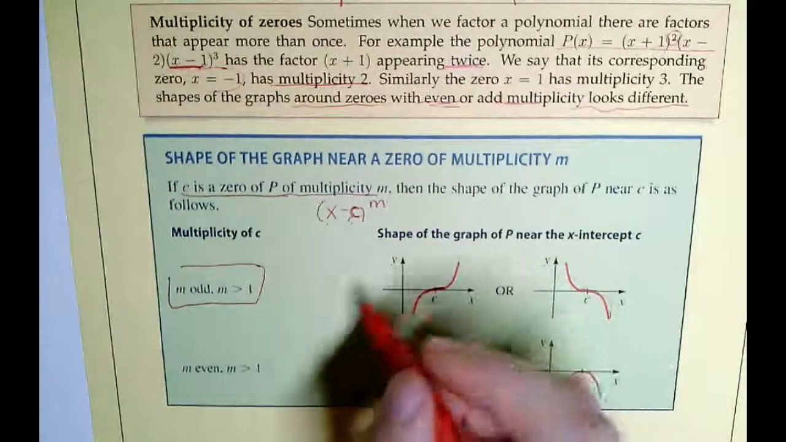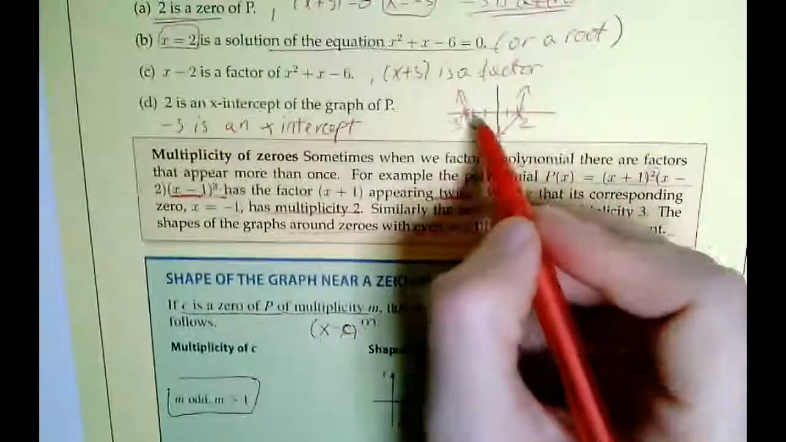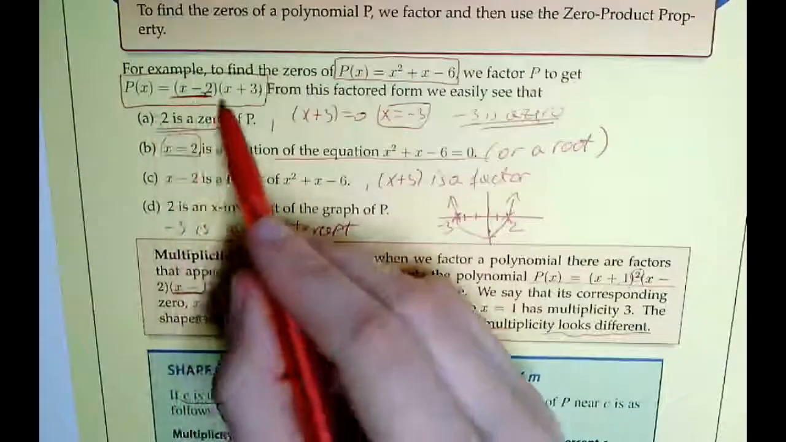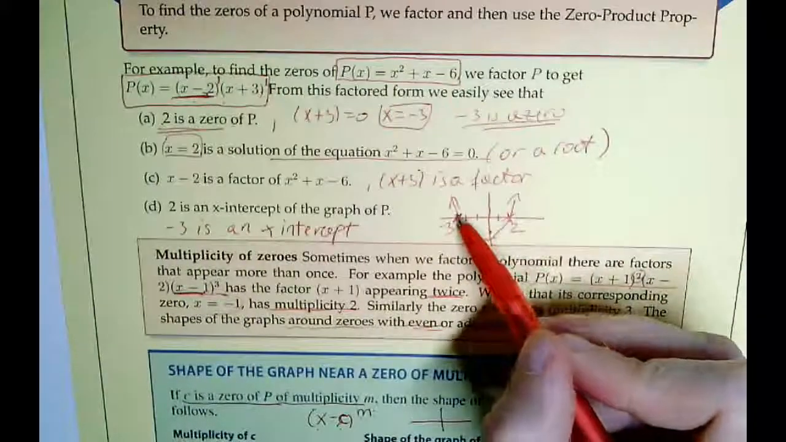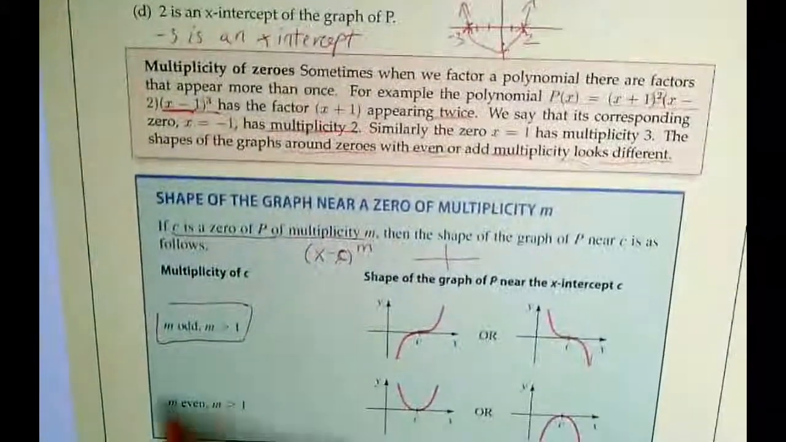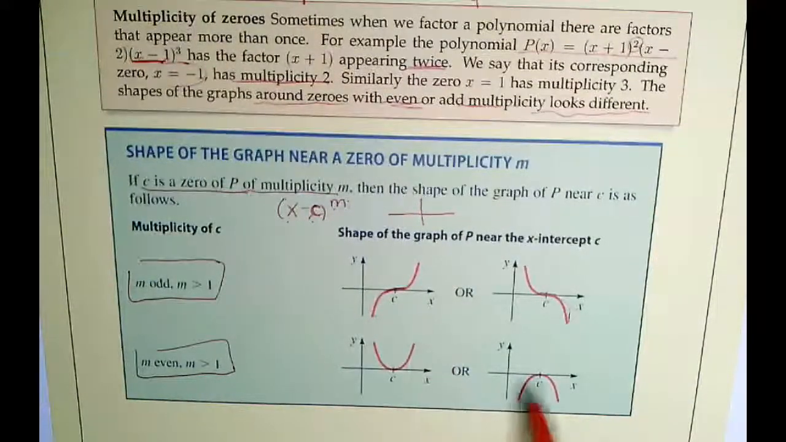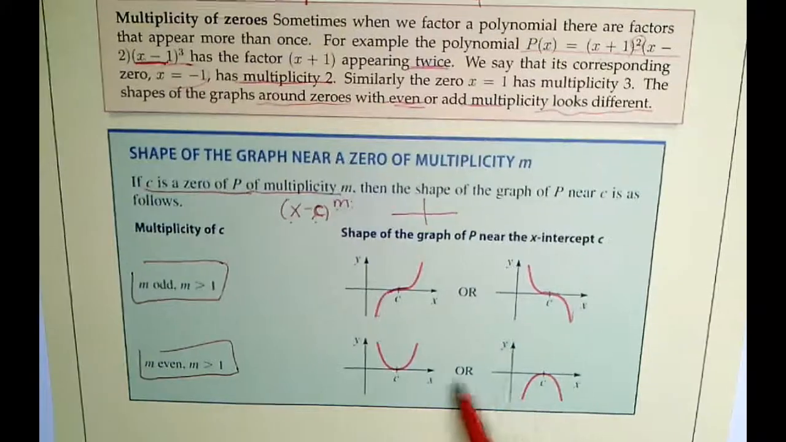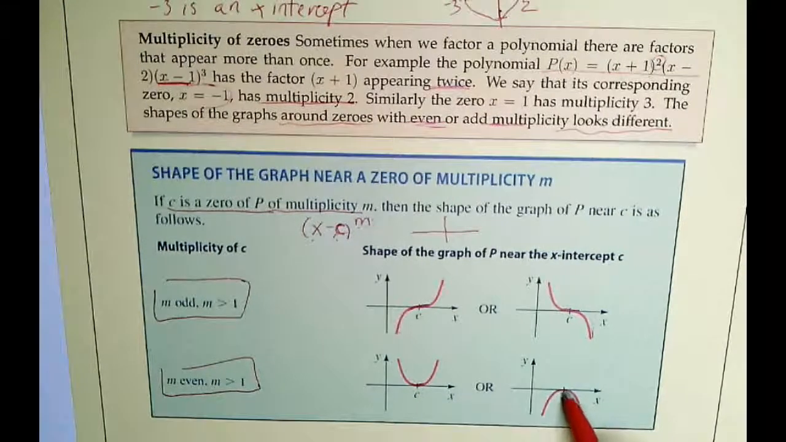Opposed to when the multiplicity is just equal to 1, it straight up crosses like this, right? Because I can think about p of x equals x minus 2. I can think of this as multiplicity 1. So if the multiplicity is 1, it just straight up crosses it. Now, if the multiplicity is even, it does not cross the x-axis. It's still an x-intercept, but it doesn't cross over. It just touches it like that, just like a parabola.